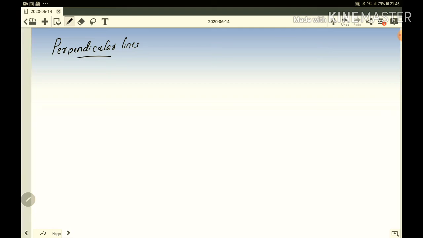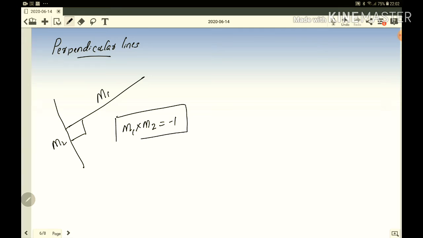Now we can move to the next one, perpendicular lines. What happens when two lines are perpendicular? Perpendicular means making 90 degrees, right? Like this. Suppose M1 is the gradient of the first line, M2 is the gradient of the second line. Then there is a relation between their gradients. That relation is M1 times M2. When you multiply, the answer is minus 1. This is the relation: M1 times M2 is equal to minus 1.